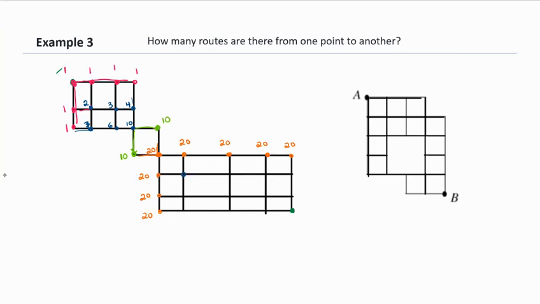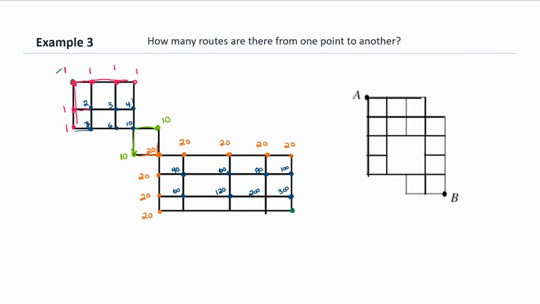A 20 and a 20 is a 40. A 40 and a 20 is a 60. A 60 and a 20 is an 80. 80 and a 20, 100. 20 and a 40 is a 60. A 60 and a 60 is 120. 120 and 80 is 200. And 200 and 100, 300.